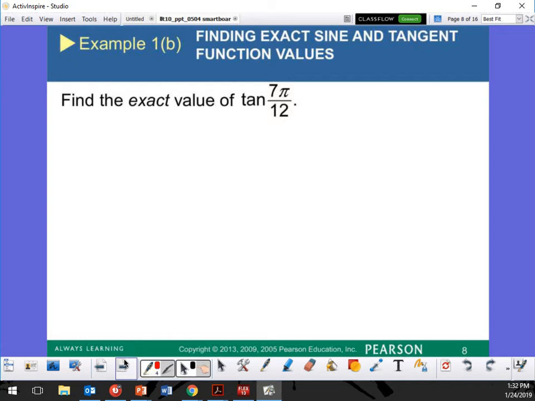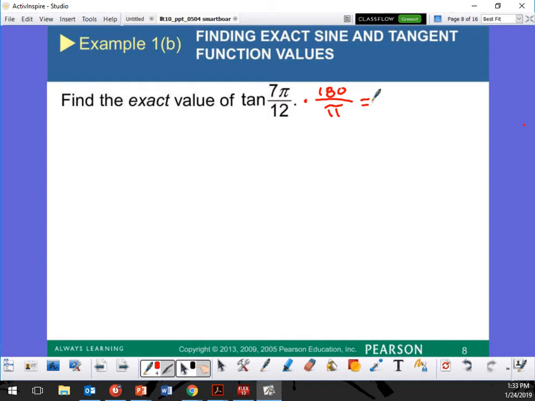Radians to degrees, right? So, I'm going to multiply this one by 180 over pi, and then scratch the pi out and get 7 divided by 12 times 180, and that gets you 105. Or you can just put 7 over 12 times 180, which is 105.